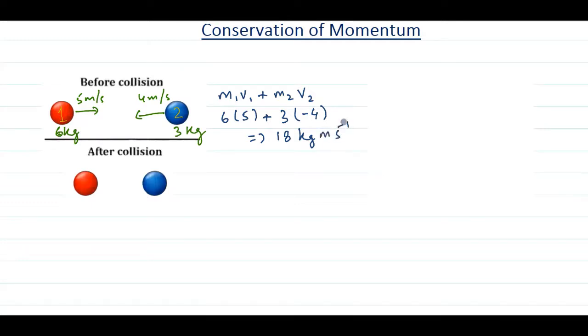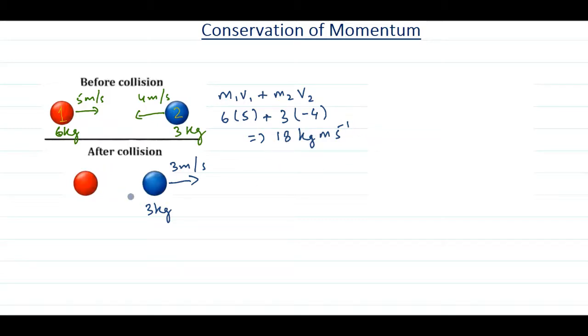Now let's say they keep moving in these directions, and at some point they collide. After the collision, let's say you are given that this blue ball moves in the right direction now at a speed of 3 meters per second. Remember, its mass is 3 kg, so masses cannot change, of course. Now, how can you find the speed of the first object, the red object, and also the direction it will be moving in?